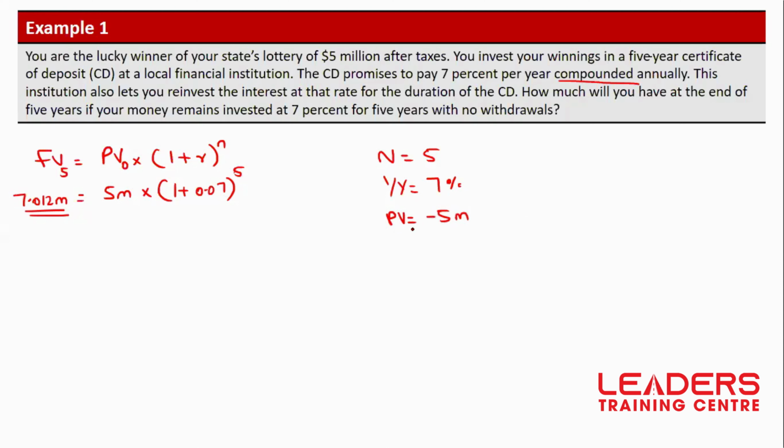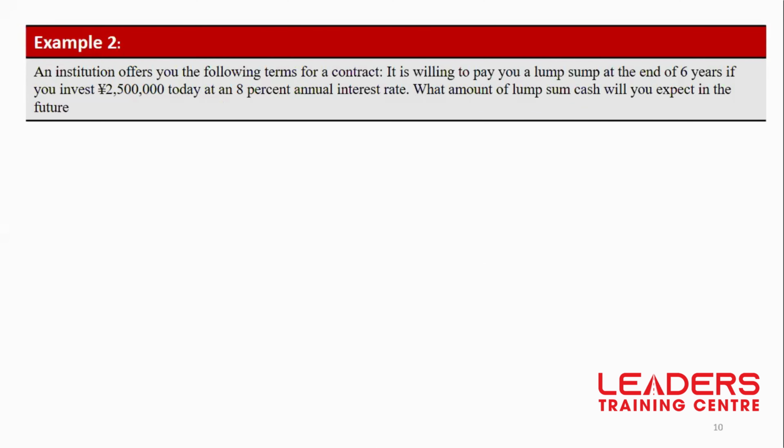Make sure you press plus minus to put the minus sign and then press the present value. There is no payment right now. We'll talk about this later on. As we said before, you just simply press compute future value, and that should give you 7.012 million right after 5 years. Let's move to our next example.